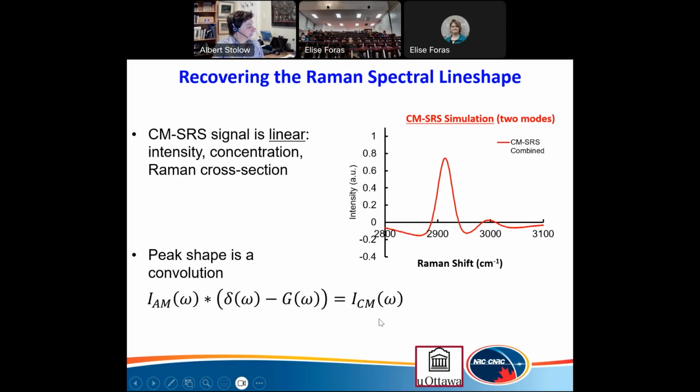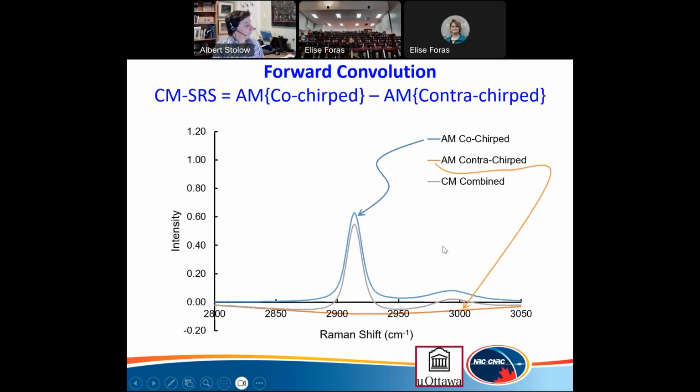It's this convolution. If I know the convolution, then I can do it in the reverse way. I can do a deconvolution to recover the unperturbed Raman spectrum. So this is the Raman spectrum of the co-chirped. Here it is, the blue. The orange, which I'm going to flip in sign because I'm going to subtract it, so it's going negative, is the contra-chirped. And when I subtract the two, I get this chirp modulation.